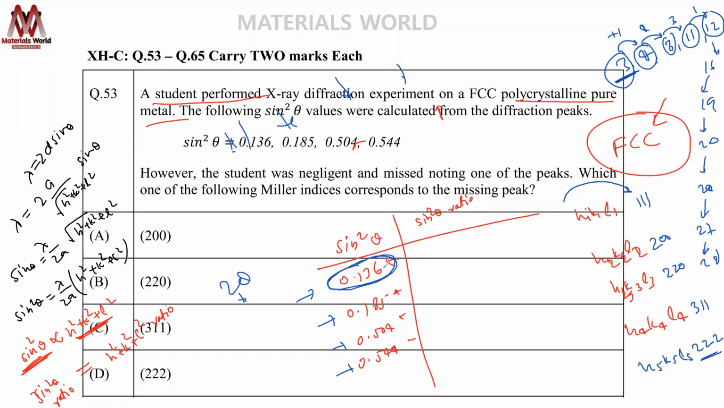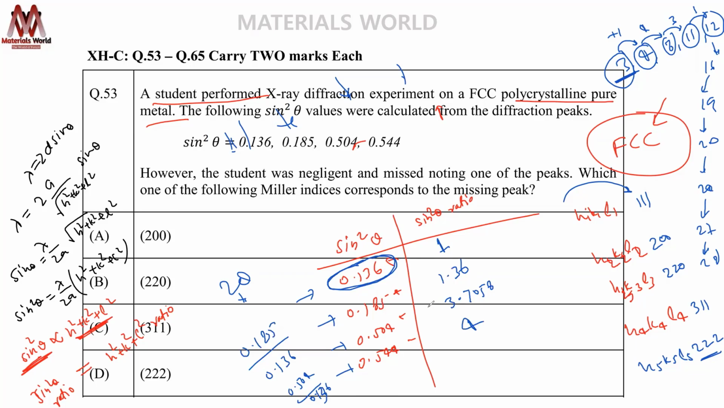If you divide 0.136 by itself, you'll get 1. If you divide 0.185 by the smallest number, 0.136, what will you get? You will simply get 1.36. If you divide 0.504 by 0.136, what will you get? You'll get 3.7058. If you divide 0.544 by 0.136, you will get 4.